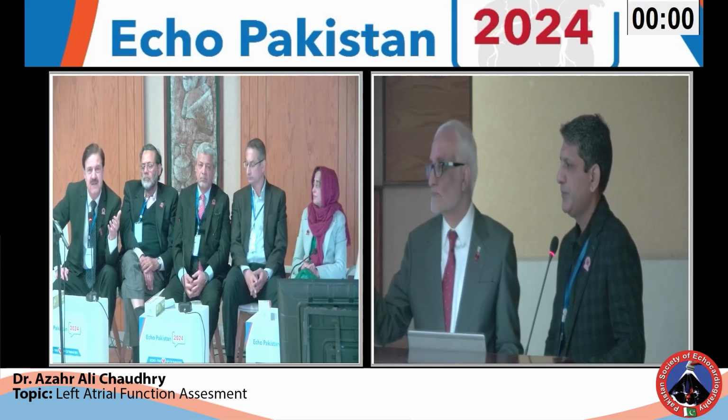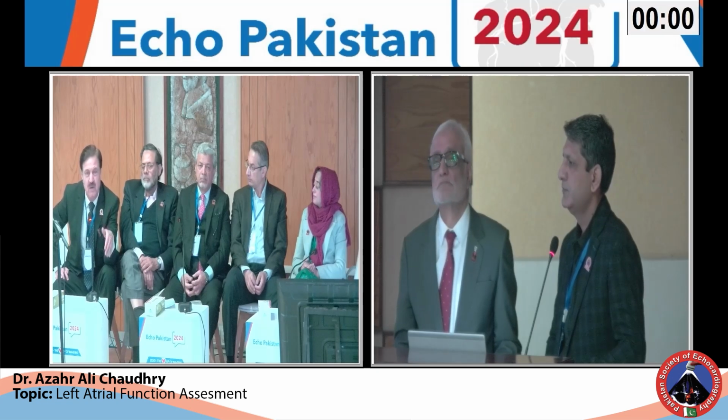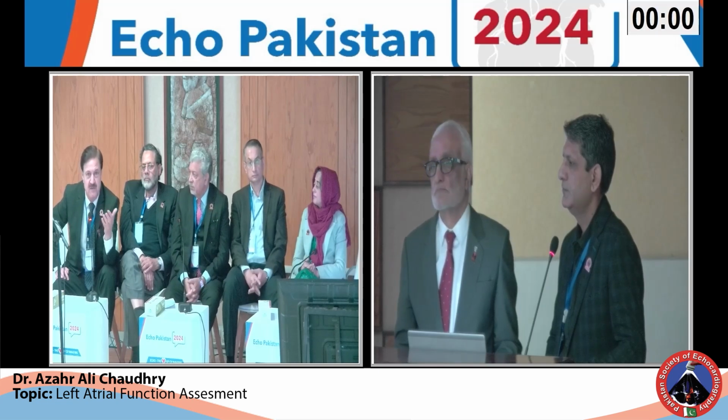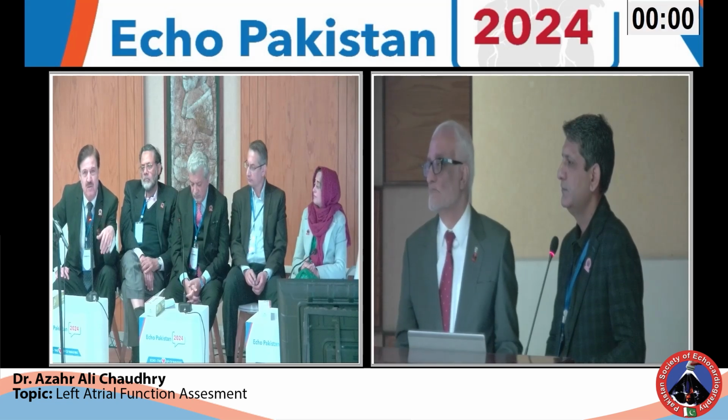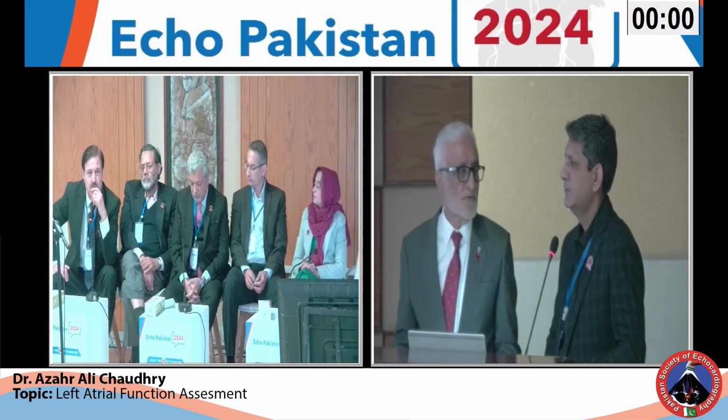And measuring the LA size, we commonly do this in the transthoracic long axis view and compare it with the aorta, and then see the size, whether it is normal or larger. So is only the 2D long axis view enough for seeing the size, or do we have to go for a 4-chamber view and see the long axis also?